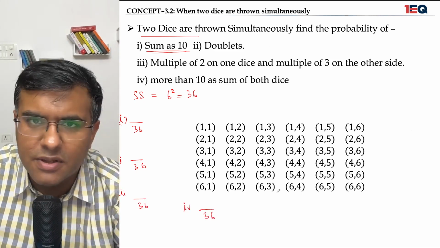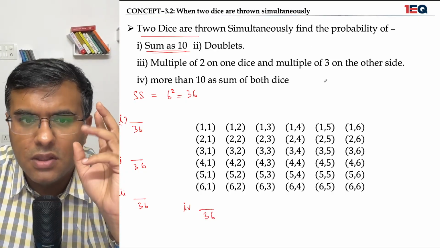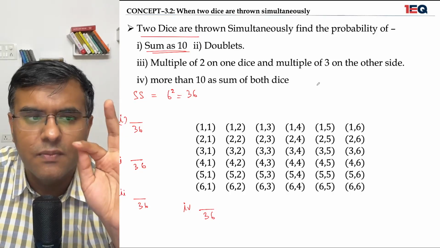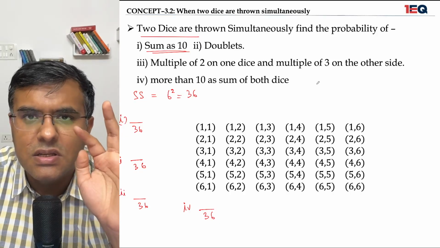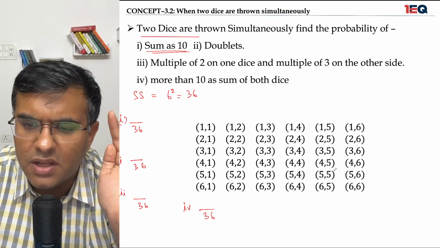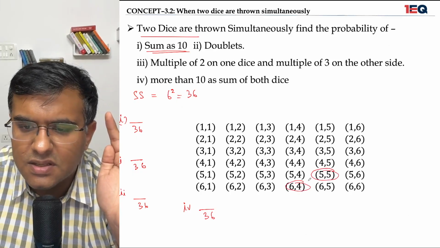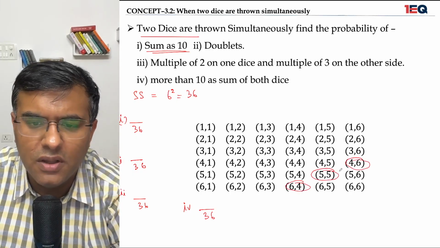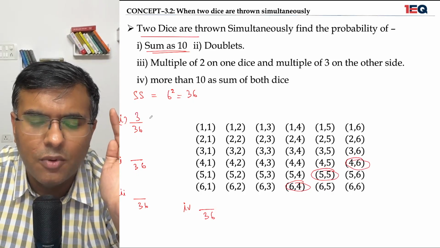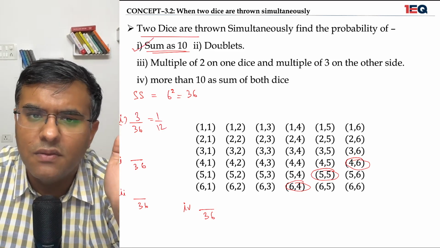This is established. Now I need to find out my sum as 10. There would be how many options? Let me check. 5 and 5 once, 4 and 6, 6 and 4. I don't think there is a fourth option. I'll check it from my sample space. 5 and 5, 6 and 4, 4 and 6. Nothing else would give me the sum as 10. So this is 3 upon 36 or 1 upon 12. Simple, solved.